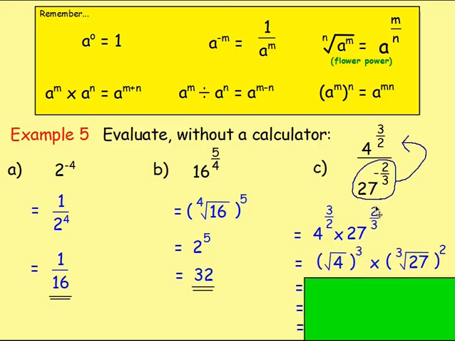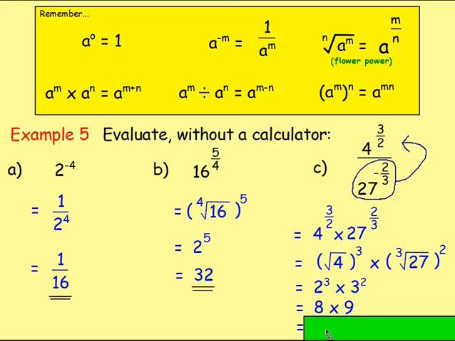With 27 to the power of 2/3, again in the bottom of a flower you've got the roots, so it's going to be the third root, or the cube root of 27, put brackets around that, and we know the power is 2, so we're then squaring that. The square root of 4 is 2, so we've got 2 cubed. The cube root of 27, what number times itself 3 times gives you 27? Well, that's 3. We've still to square that. After that, it gives us 2 to the power of 3 times 3 to the power of 2. Well, 2 to the power of 3 is 8, 3 squared is 9, and multiply them together, and we get 72.